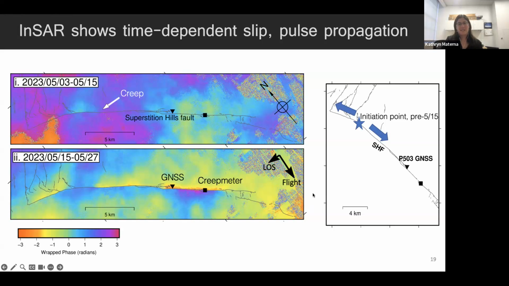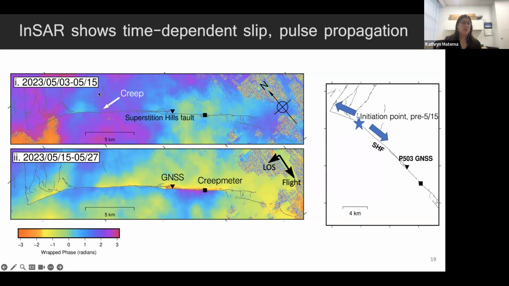So this is, to me, the new observation relative to other times we've observed creep on the Superstition Hills Fault: this time the propagation is very clear. And it implies that there was a point somewhere here in the north central part of the fault where the slip initiated, and then it propagated outward because it reached the creep meter at a later time. So this is exciting.